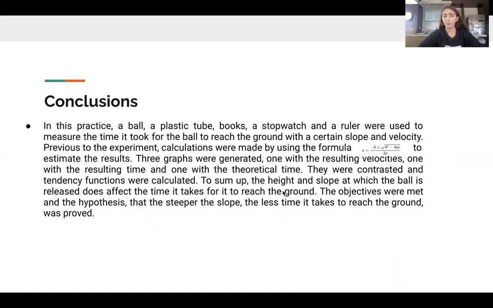The height and the slope at which the ball is released does affect the time it takes for it to reach the ground. All my objectives were met, and the hypothesis that the steeper the slope, the less time it takes to reach the ground was proved because of its initial velocity. Its initial velocity was obviously affected by the slope, and it reduced the time it took to reach the ground.